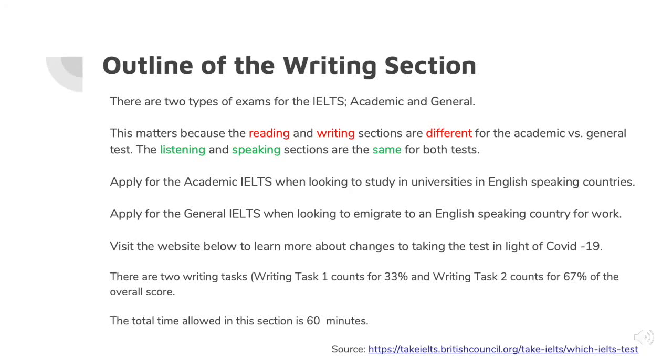The outline of the writing section: there are two types of exams for the IELTS, academic and general. Why does this matter? This matters because the writing and reading sections are different for the academic versus the general test. The listening and speaking sections are the same for both tests. Consider applying to the academic IELTS when looking to study in universities in English-speaking countries. Consider applying to the general IELTS when looking to emigrate to an English-speaking country for work.